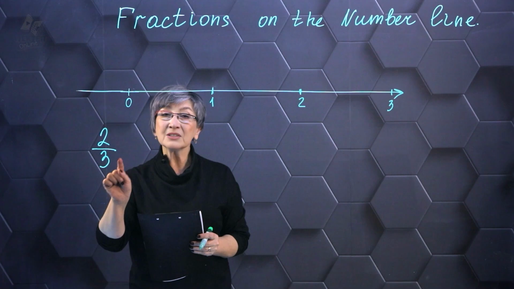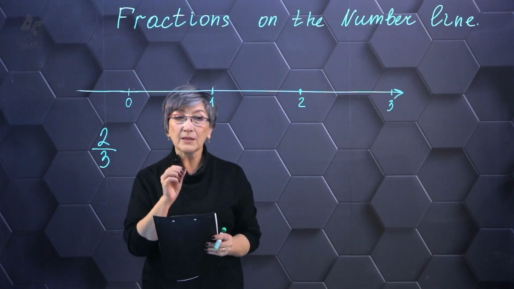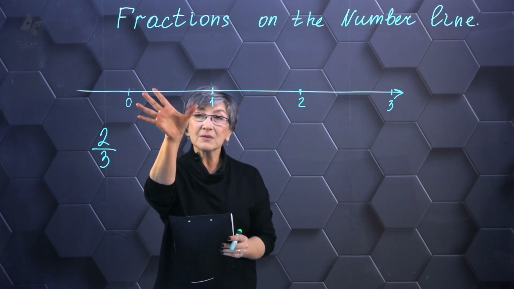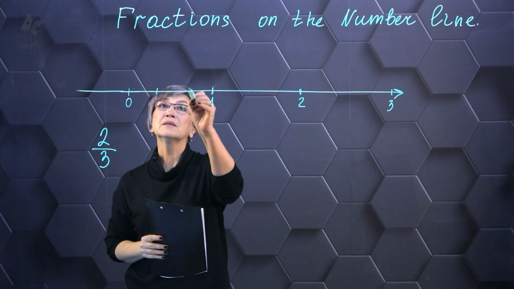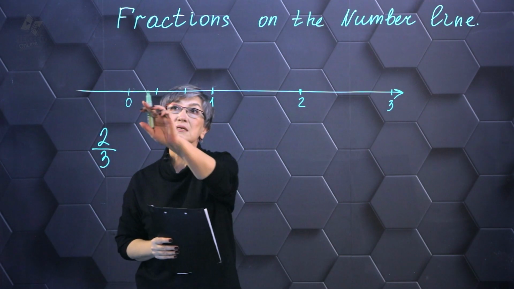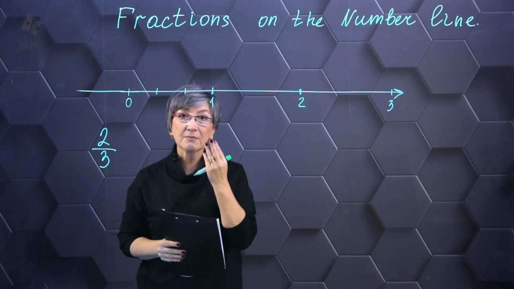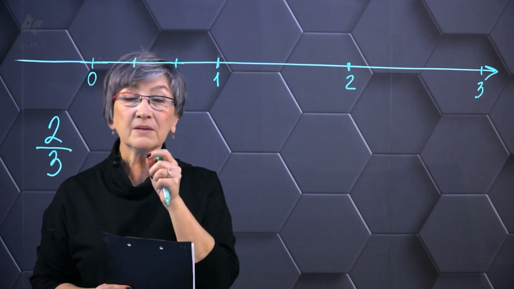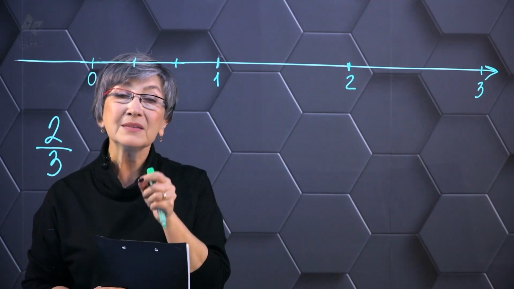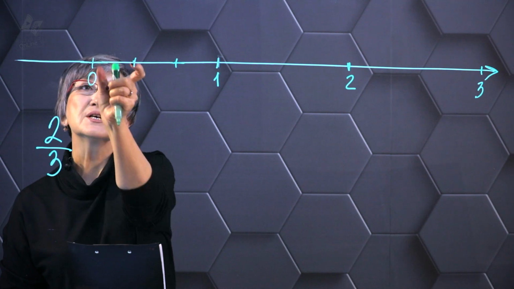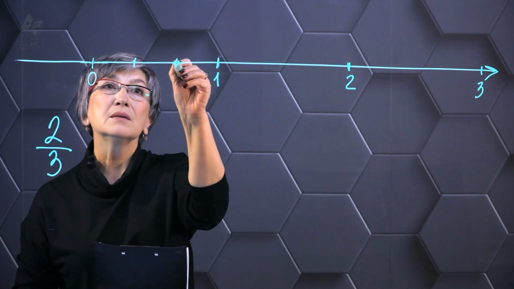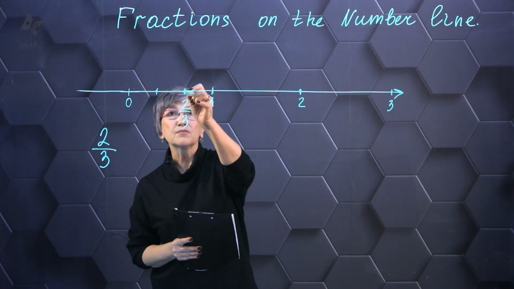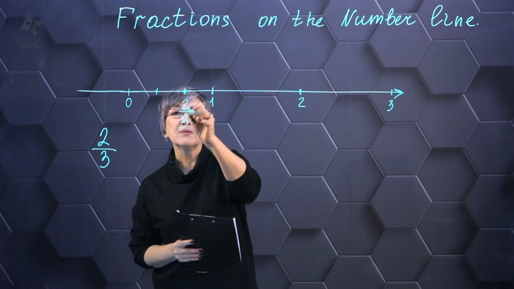Next, I turn my attention to the denominator. The denominator is 3. It tells me that I must divide the unit from 0 to 1 into 3 equal parts. Divided: 1, 2, 3, 3 equal parts. Now I'm paying attention to the numerator. It's 2, so it tells me how many parts I have to choose from the unit segment. 2 parts, 1, 2. And there's a point with a coordinate of 2/3. We've shown the point at the coordinate of 2/3.